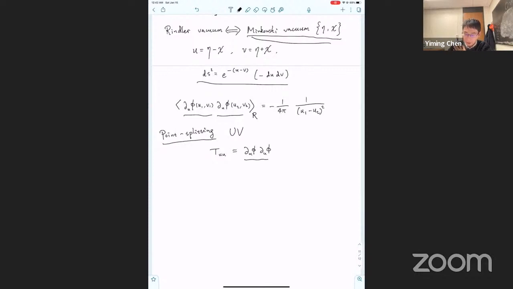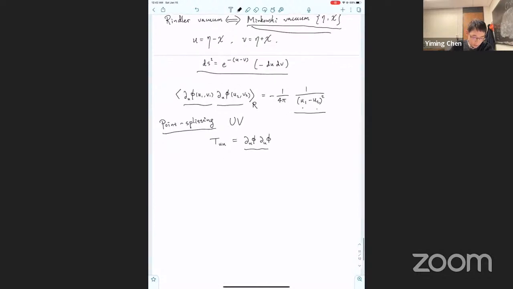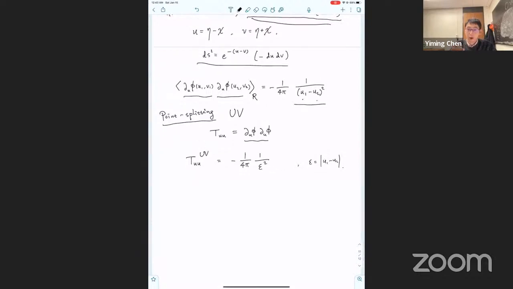The so-called point splitting method of studying the UV divergence is just to subtract the UV divergence we get when we take the u1 goes to u2 limit. In other words, the UV divergence, let me write it like this, it's not a very good notation, will be equal to minus 1/4 pi epsilon squared, where epsilon is the distance between u1 and u2. So that is the UV divergence we should subtract if we are a Rindler observer.